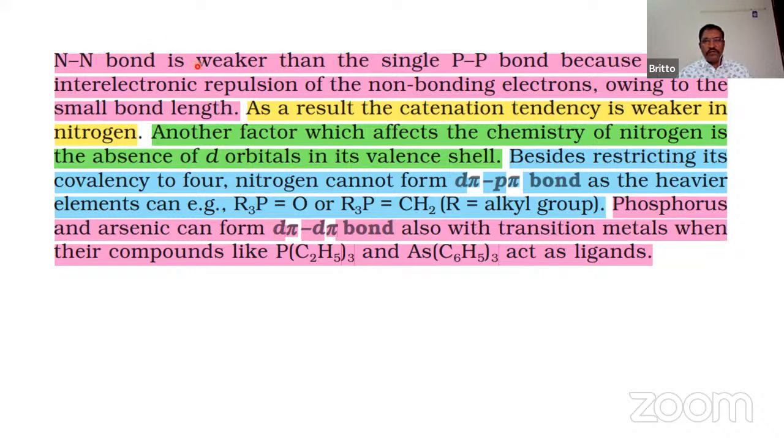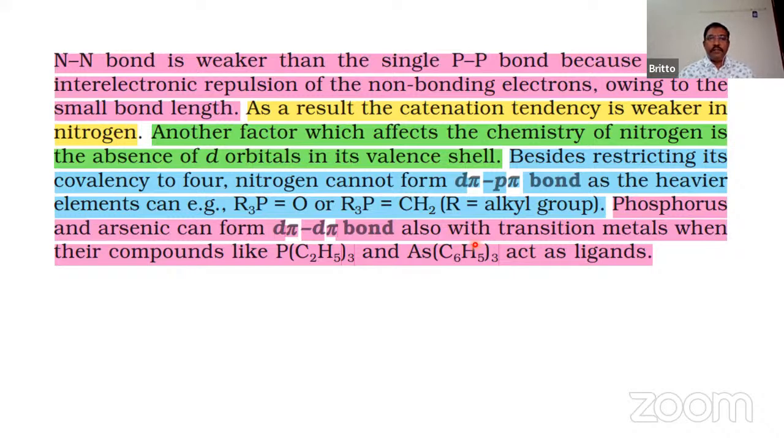So catenation tendency becomes weak. And then another factor which affects the chemistry of nitrogen compared to other elements is that nitrogen does not have d orbitals. So nitrogen cannot form d pi p pi bonds, whereas other elements can. If you look at phosphorus, R3P=O, with the double bond to O, they all can form d pi p pi bond, and phosphorus and arsenic can form d pi bond also. Okay, keep that in mind. Nitrogen forms p pi bond, whereas phosphorus can form d pi p pi bond.